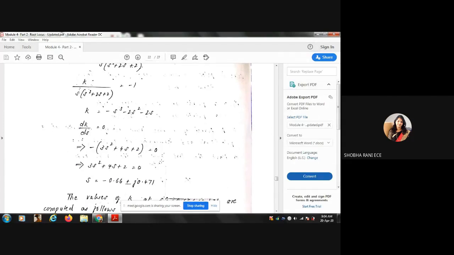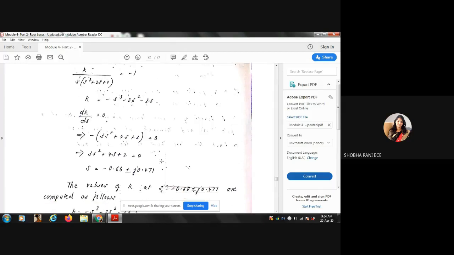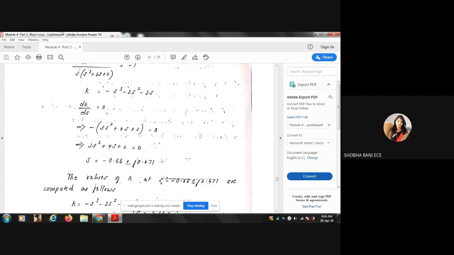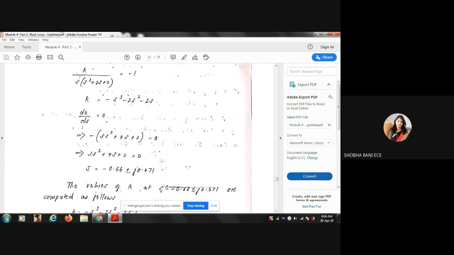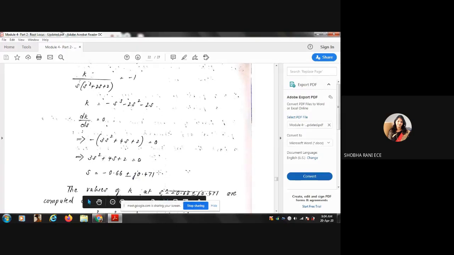When I solve this equation, you see that we get complex roots: s equals minus 0.66 plus or minus j0.471. Now, looking at this, what is a breakaway point? A breakaway point is a point on the real axis. So it clearly means that the roots we get here should be real. But for this problem, you get s equals minus 0.66 plus j0.471.